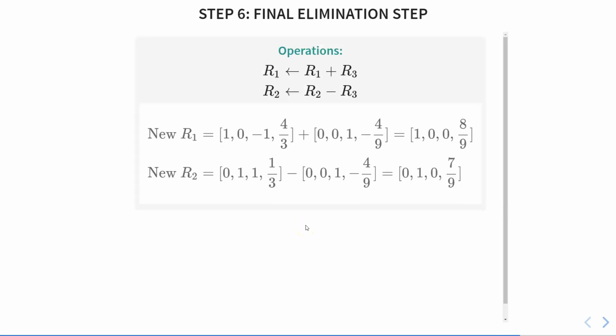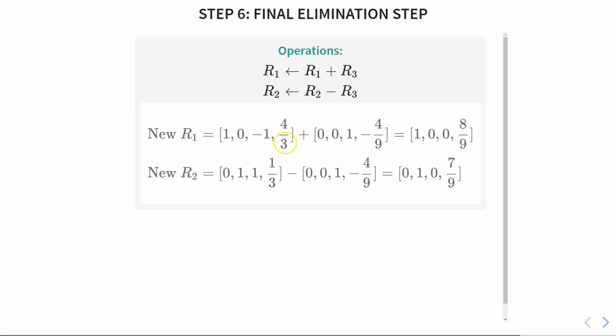So what will be the operation? That will be R1 plus R3, which will give the new R1, and R2 minus R3, old R2 minus R3, which will give the new R2. Old R1 is 1 0 -1 4/3 plus R3, 0 0 1 -4/9, so that gives the new R1, which is 1 0 0 8/9. And new R2 is R2 minus R3: old R2 is 0 1 1 1/3 minus 0 0 1 -4/9. If I subtract R2 minus R3, that will give the new R2, which is 0 1 0 7/9.